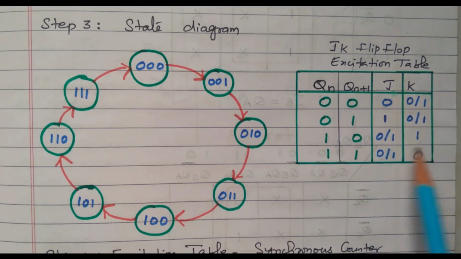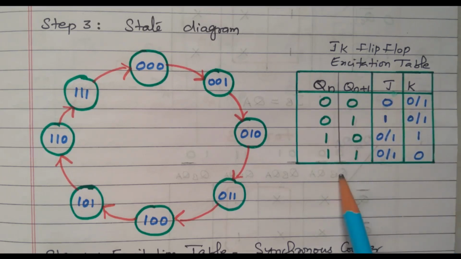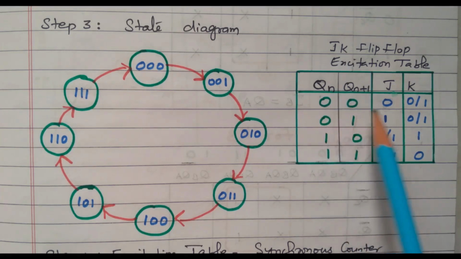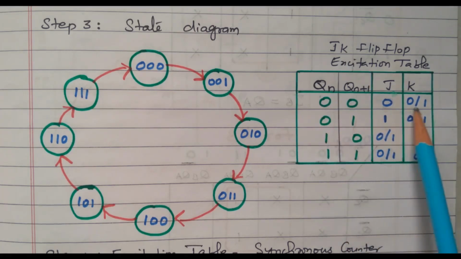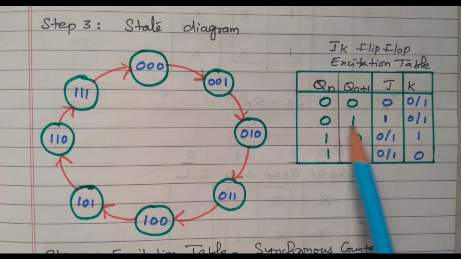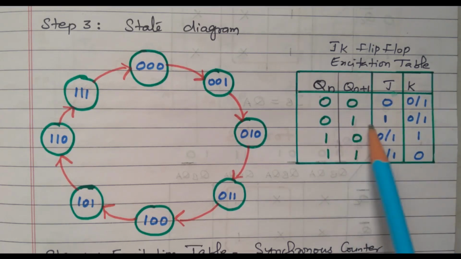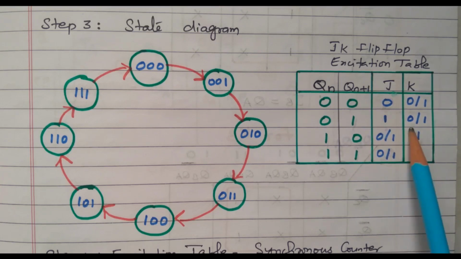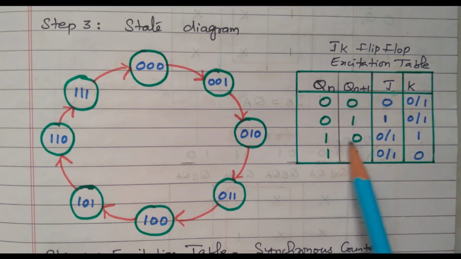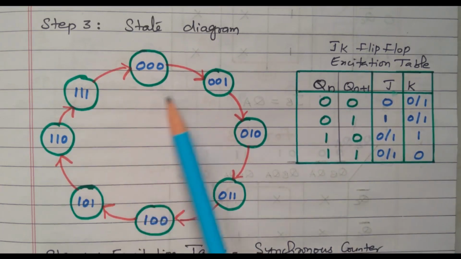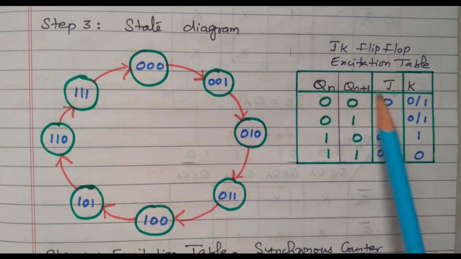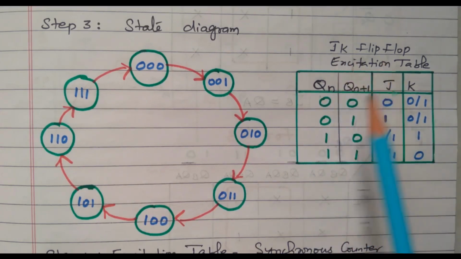So this is the input required for these 4 different combinations of current state and next state. From 0 to 0, what do we need? J is 0, K may be 0 or 1. From 0 to 1, if you want to change the current state to the next state, J is 1, K may be 0 or 1. From 1 to 0, J may be 0 or 1, K is 1. From 1 to 1, J may be 0 or 1, K is 0. Right? So here the state diagram is available. Here the excitation table for the JK flip-flop is available.